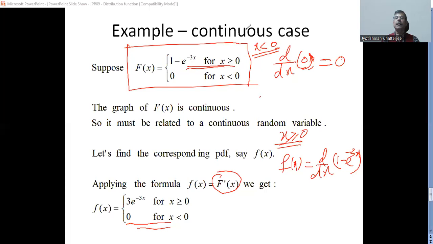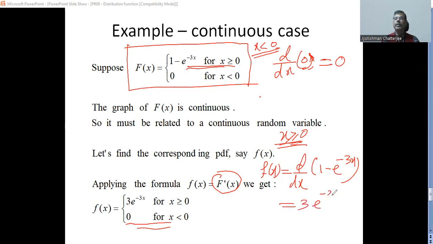Let me write it down clearly. f(x) is equal to, we are dealing with this case now, the derivative of 1 minus e to the power minus 3x. And that is nothing but 3 into e to the power minus 3x. Combining these two cases, we get the final formula. Small f of x, that is the PDF of the random variable, will be given by 3 into e to the power minus 3x for x greater than or equal to 0 and 0 for x less than 0.